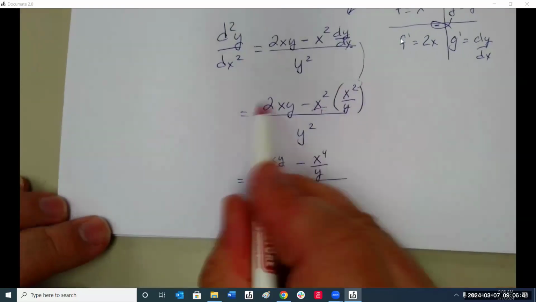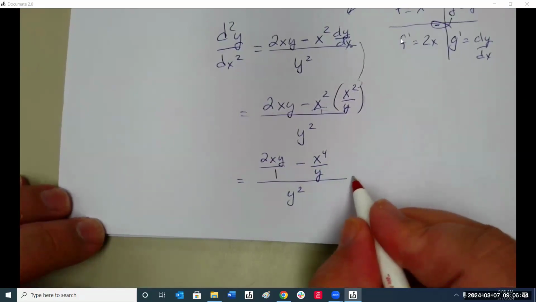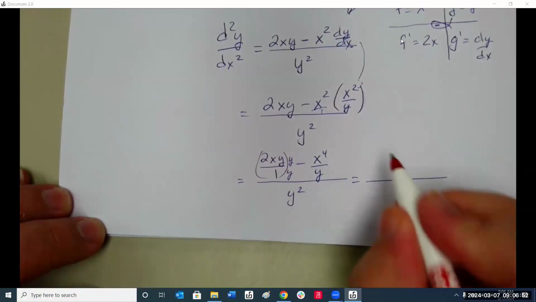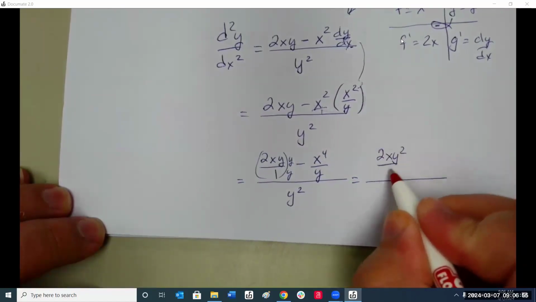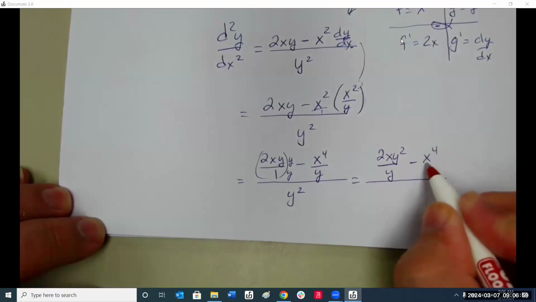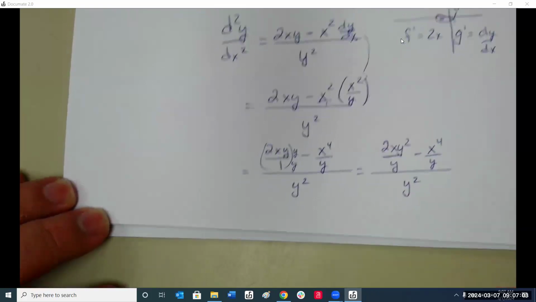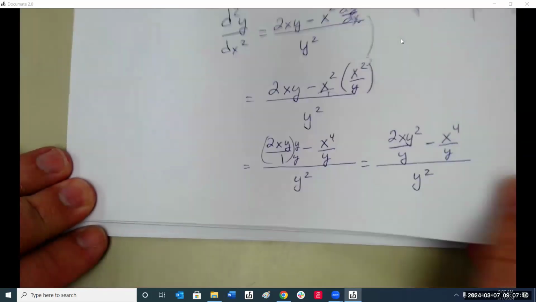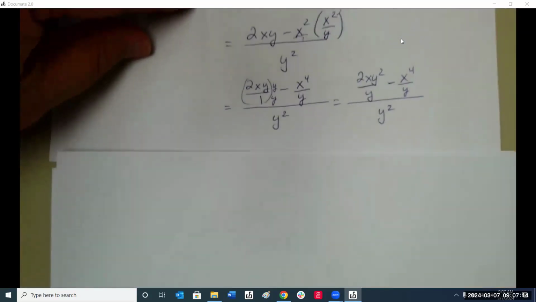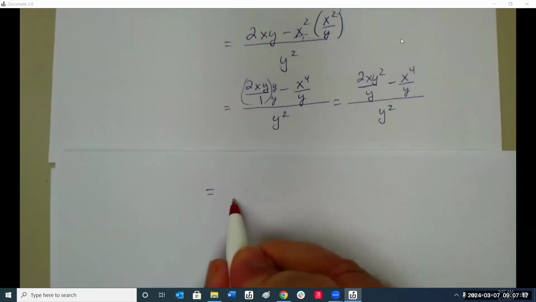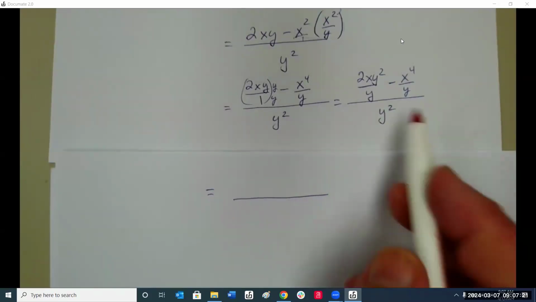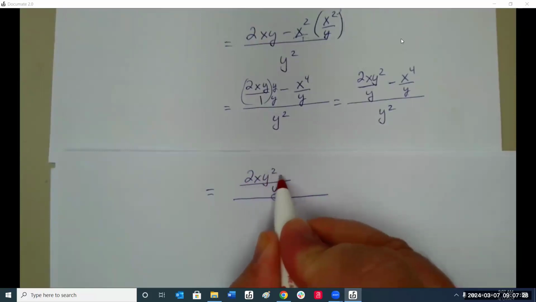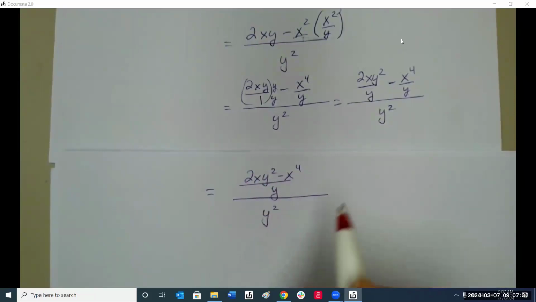Because we have a fraction up on top, we have to get a common denominator. So this one has to get multiplied by y times y over y. 2xy squared over y minus x to the 4th over y squared. We have a common denominator on top, so we just worry about the top. So it's 2xy squared minus x to the 4th over y squared.